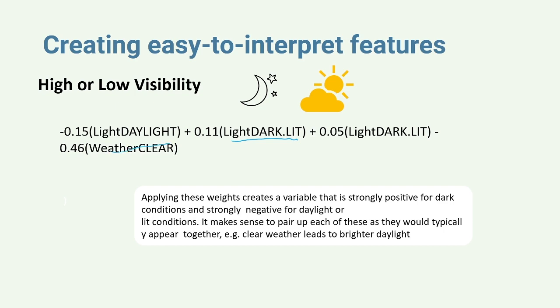So you could say something like this: applying these weights creates a variable that is strongly positive for dark conditions and strongly negative for daylight. It makes sense to pair each of these as they would typically appear together. For example, clear weather leads to brighter daylight. Cloudy weather would lead to darker, less visible driving conditions.